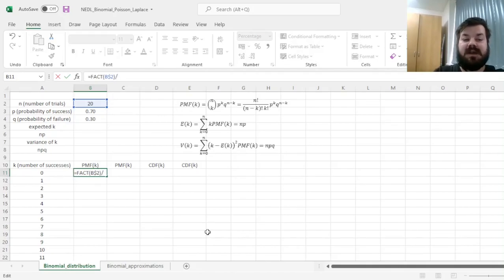Then we divide it by the product of two factorials in the denominator. The factorial of n minus k, n is locked regardless, and k is not. And then we multiply it by the factorial of k. K is the only parameter that we vary, so k is not locked and everything else is.